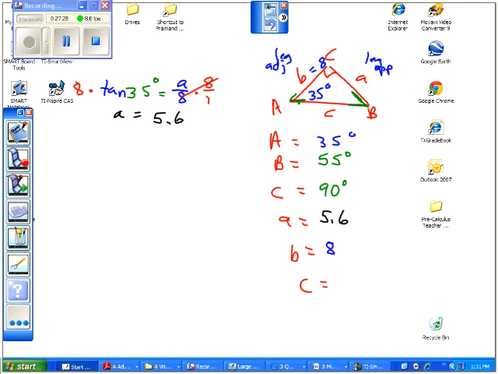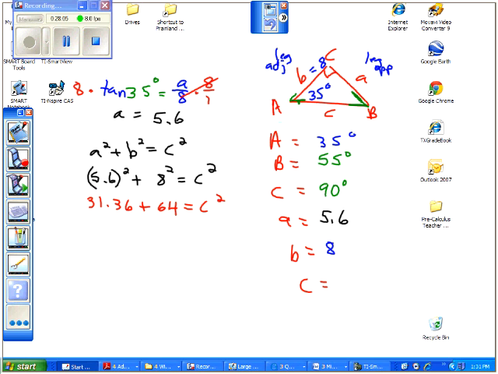Now how could we get little c? We could do the Pythagorean theorem, or we could do another trig ratio, right? Let's just do the Pythagorean theorem. We could say a squared plus b squared equals c squared. So a, which is 5.6 squared, plus b, which is 8 squared, is equal to c squared. 5.6 squared is 31.36. Plus 8 squared is 64 is equal to c squared.